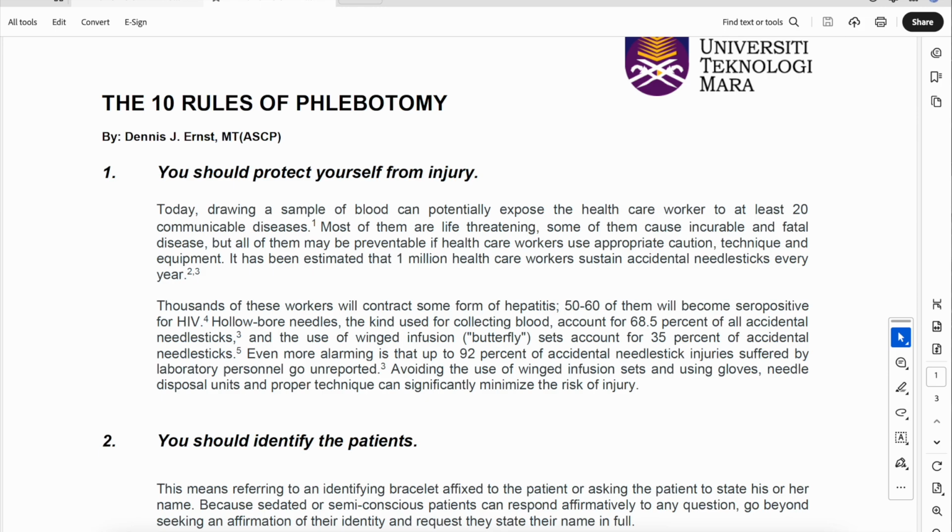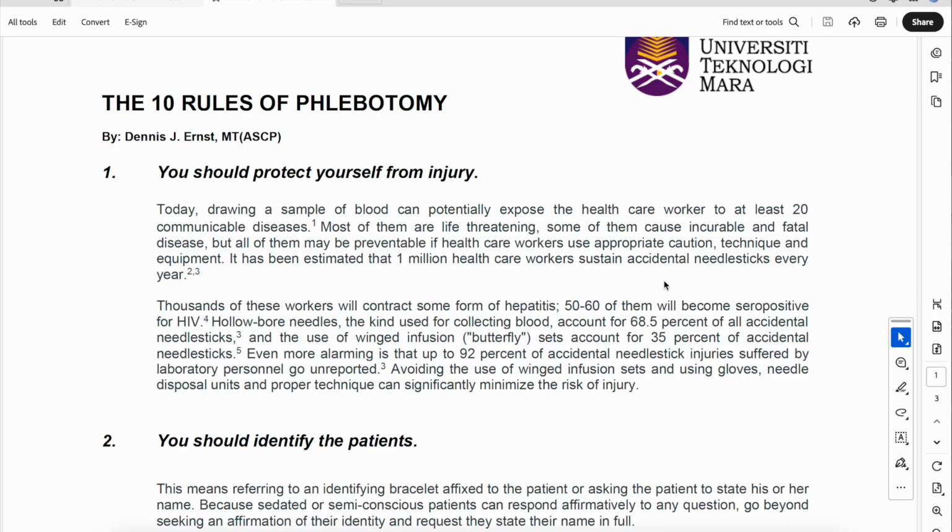Rule number 1. You should protect yourself from injury. Let's begin with the most critical rule, your personal safety. When drawing blood, you are potentially exposed to at least 20 communicable diseases, many of which are life-threatening and some incurable. These statistics are sobering. Approximately 1 million healthcare workers sustain accidental needle sticks annually. The consequences are severe. Thousands of these workers contract hepatitis, and 50 to 60 become HIV seropositive each year.